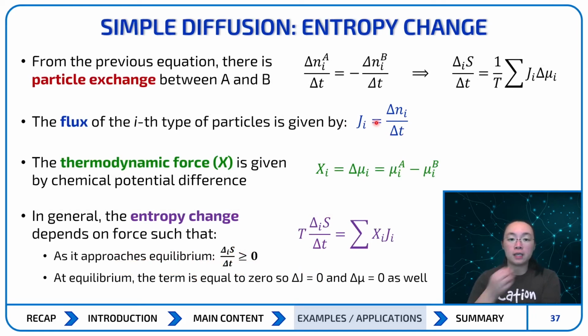So we now have J is equal to delta N over delta T. We want to introduce something else called the thermodynamic force, X. It's given by the chemical potential difference, which is delta mu i. So you now have J times delta mu, and delta mu can be represented by X_i. So therefore, I can just say the entropy change is then T delta S over delta T is equal to the summation of my thermodynamic force multiplied by my flux.